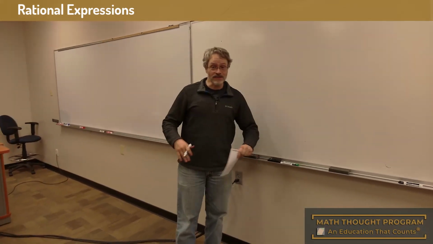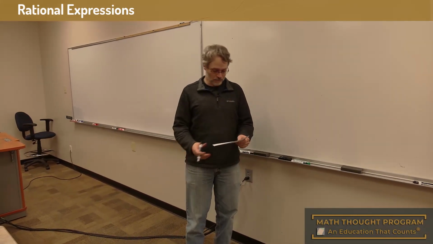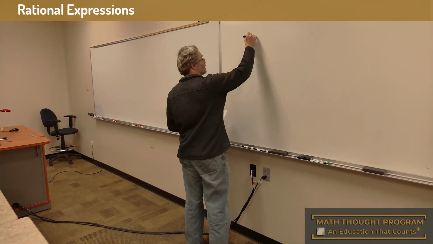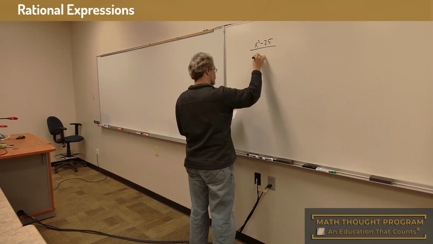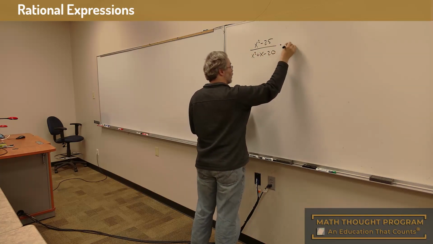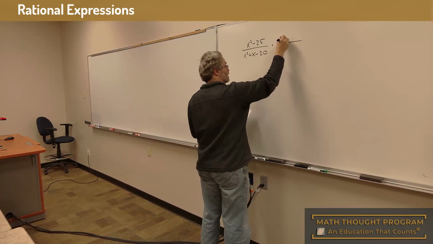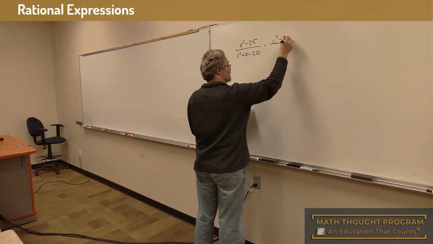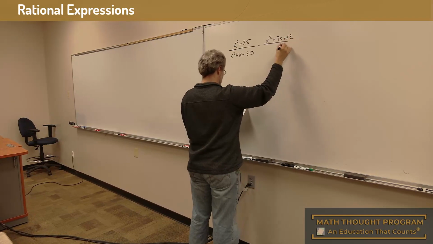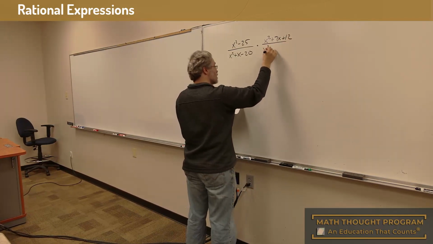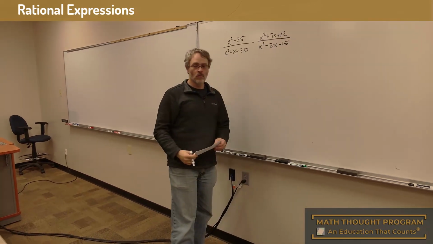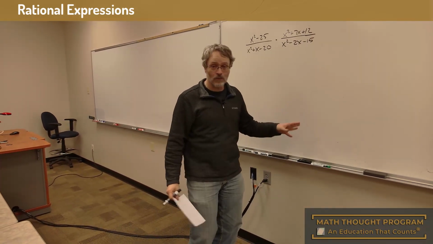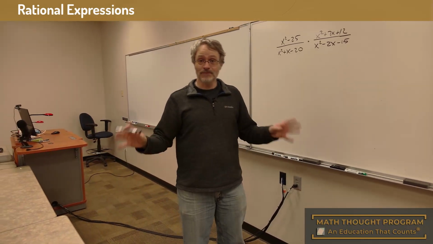Okay, so let's look at something a little bit more complex now. Suppose I have x squared minus 25 all over x squared plus x minus 20, all times x squared plus 7x plus 12 all over x squared minus 2x minus 15. And what I want to do is multiply this out and simplify the results.